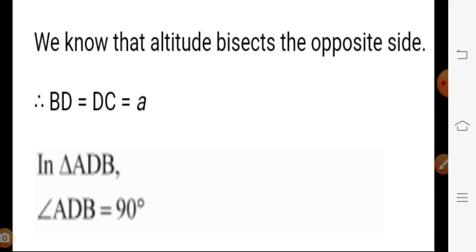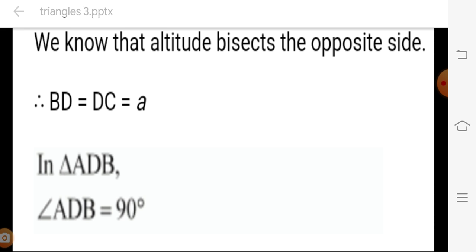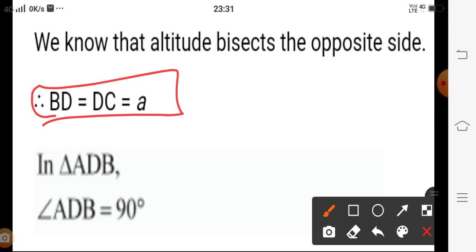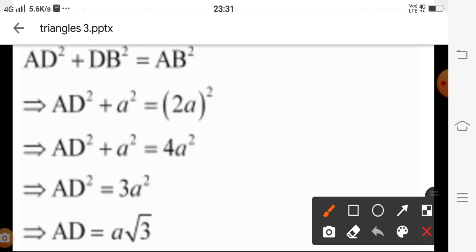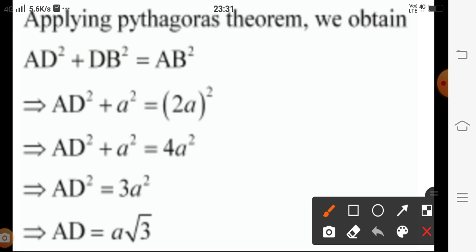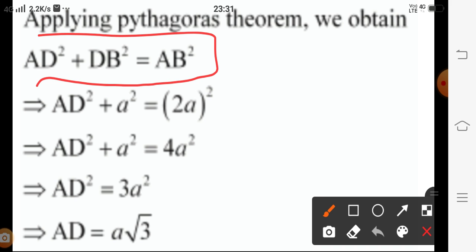Then here what we are getting? We are getting BD is equal to DC. If complete length is 2A, then this we are getting as A. And in triangle ADB, angle ADB is 90 degrees. And if you are using Pythagoras theorem in this triangle, then what we are getting? AD square plus DB square is equal to AB square. Any one of these two triangles, you are able to use Pythagoras theorem.